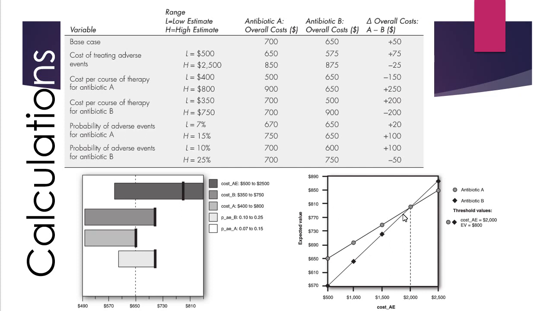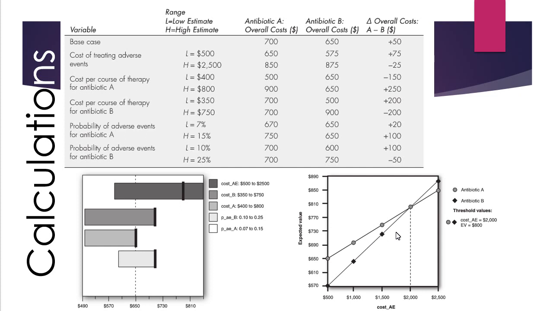And this is how you use threshold analysis, and it's very useful from a reimbursement decision making perspective if you are a health technology assessment agency, or if you're working for a government-based agency and you're trying to make a decision how the cost of managing adverse events across your network of hospitals may impact your choice of antibiotic. This is how you would use threshold analysis.